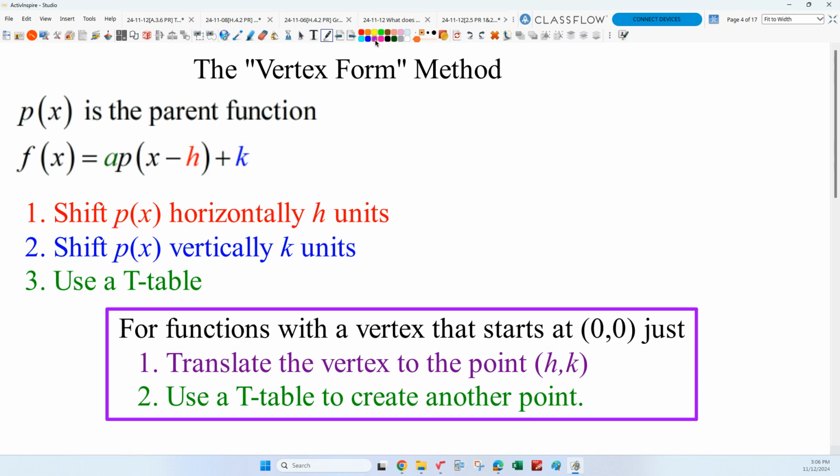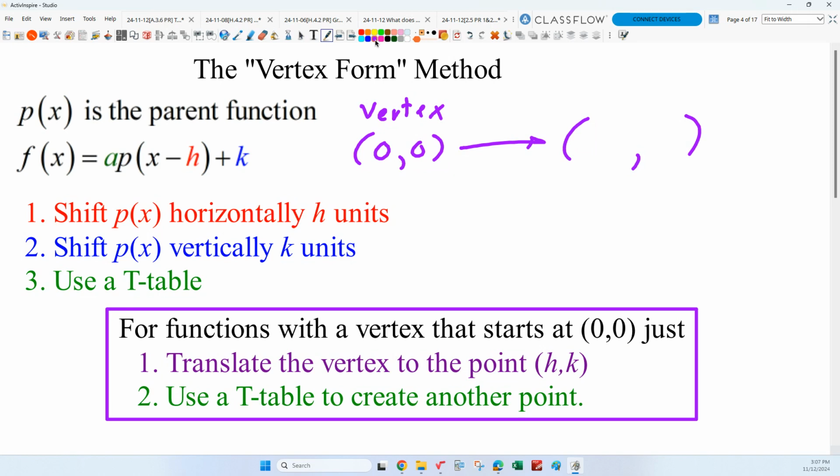We can say, I know that if the vertex is starting off at 0, 0, and I'm going to do these 2 things. I'm going to shift the vertex horizontally by h units. Well, then if the vertex starts off with an x-coordinate of 0, what's its x-coordinate going to be after I shift it horizontally h? Isn't it just going to be h?